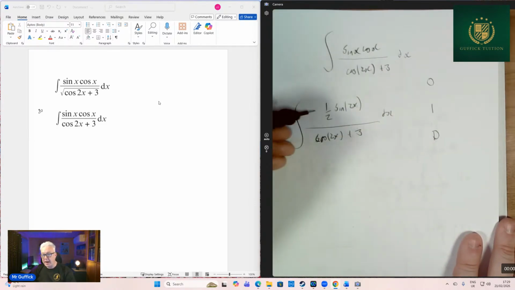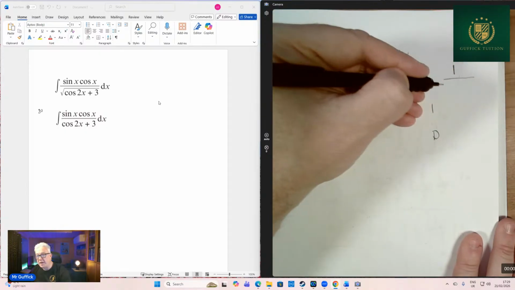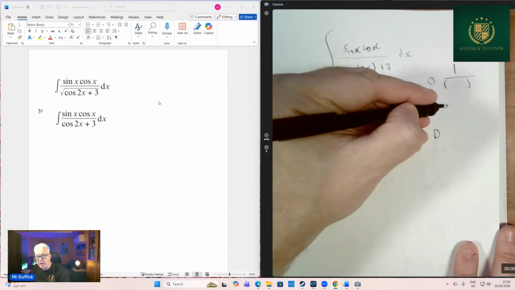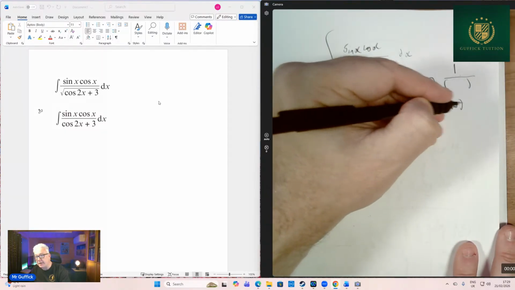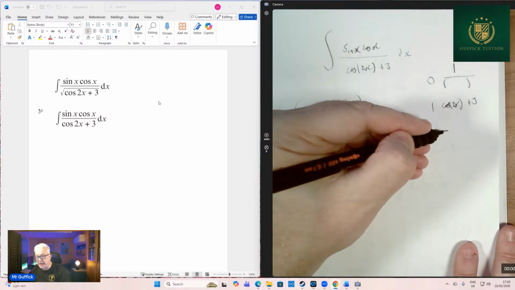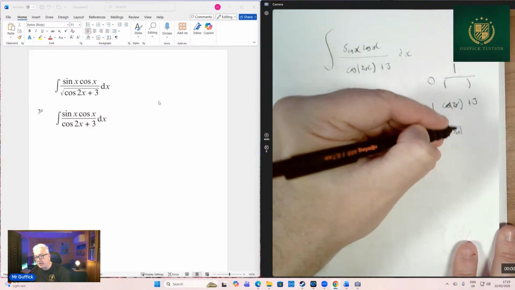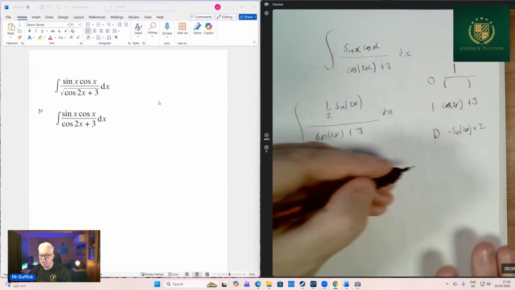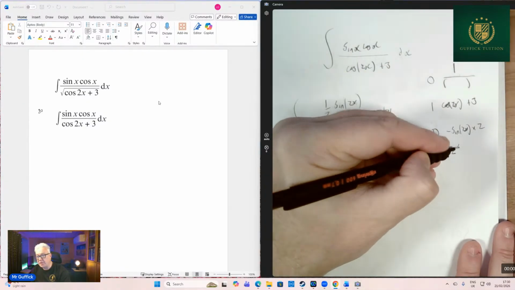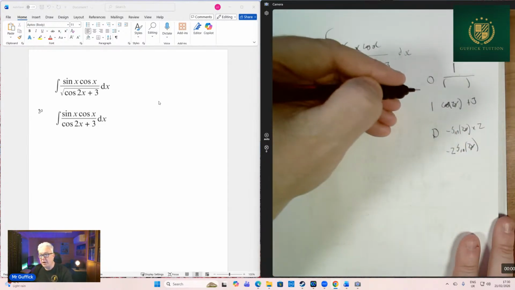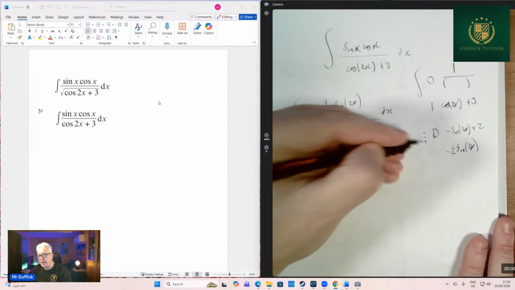Now this time, my outer, I would think of as being 1 over something. 1 over something is my outer. Again, my inner is my cos 2x add 3. And the derivative of the inner is cos differentiates again into minus sine 2x. But then we need to times by the derivative of the inner function, which is 2. So I end up with minus 2 sine 2x like that. Okay, perfect. Now we're going to integrate the outer. We're going to divide by the derivative of the inner.